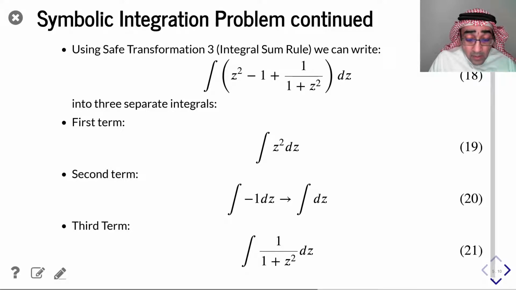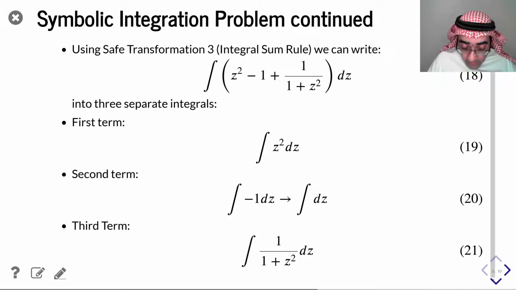In the minus 1 dz, I can apply a safe transform, take the minus out, and then I get the integration of dz. And the integration of dz again is in the table, so 1 over here is nothing but x to the power of 0. And the same rule that I use for here, I can actually use here, and I am done with the solution. So I am done with two terms, and let's look at the third term.